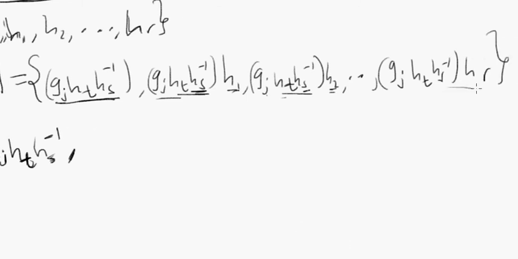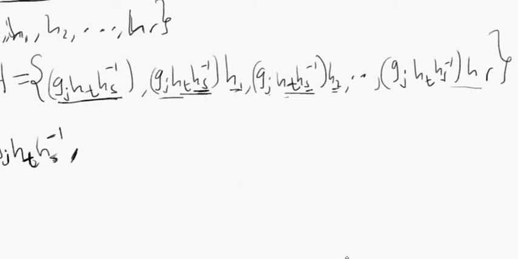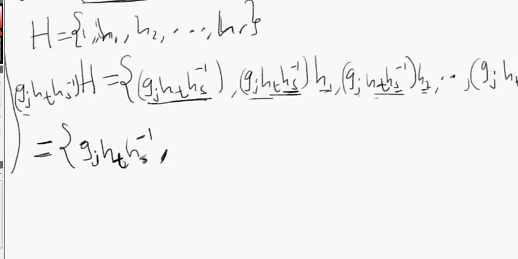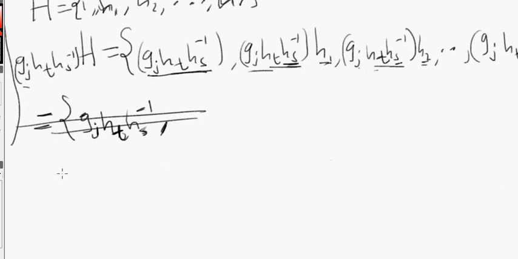Alright, we've just run out of time. So, let's see. Try to convince yourself, and we'll continue this in the next video, of the following idea, that after all of it is said and done, GJ HT HS inverse times H, this coset is really equal to the coset GJ times H.